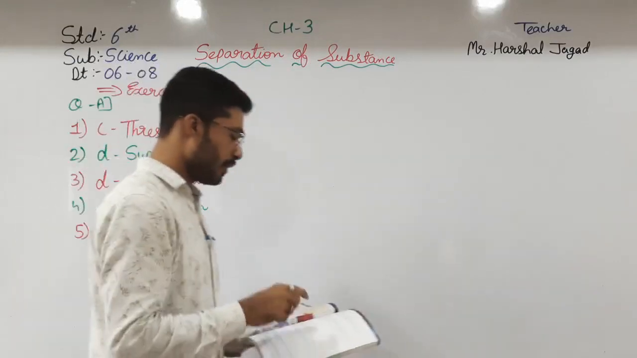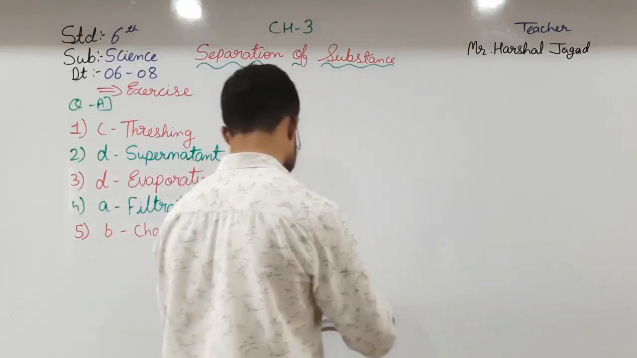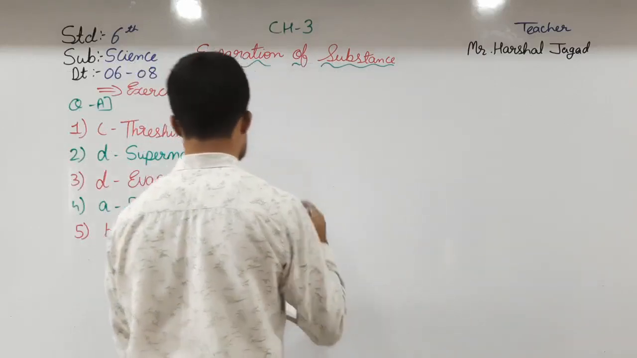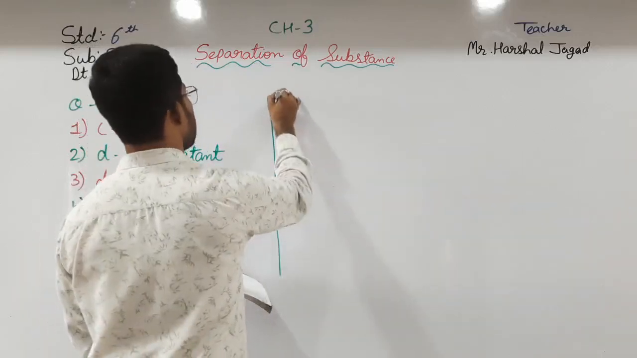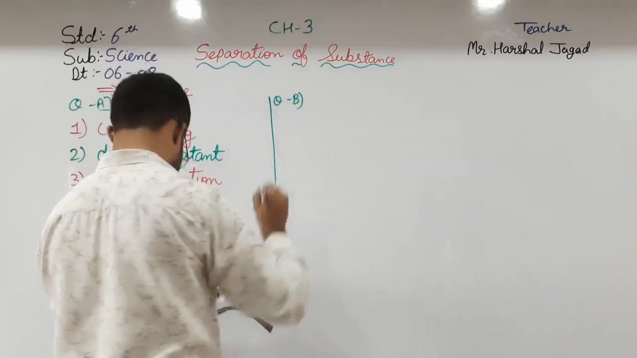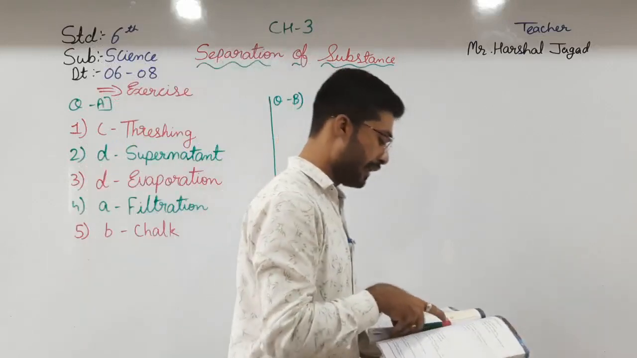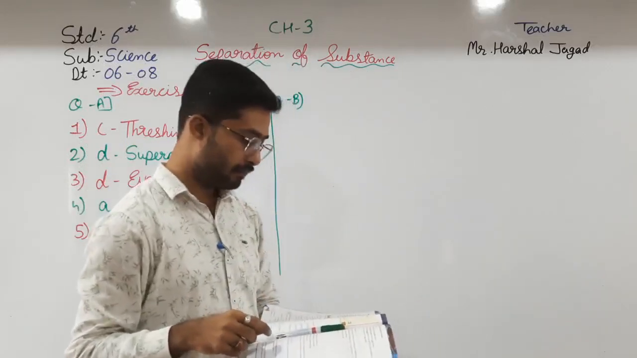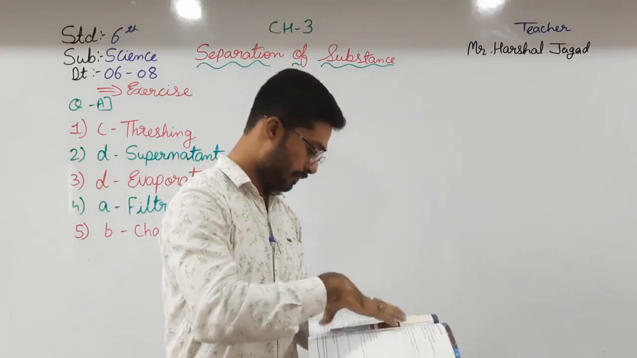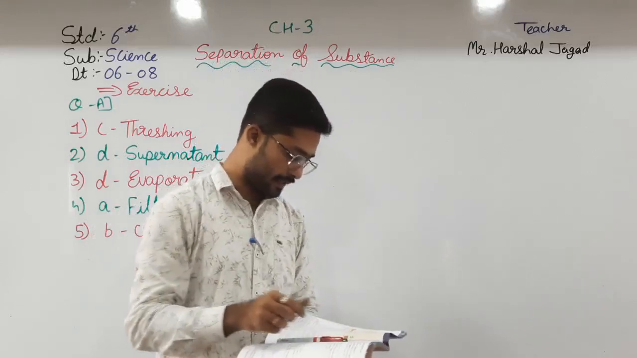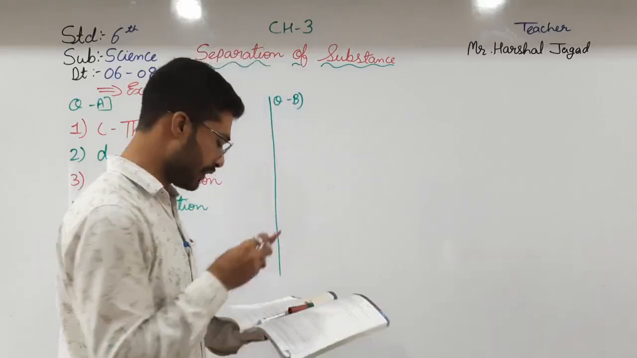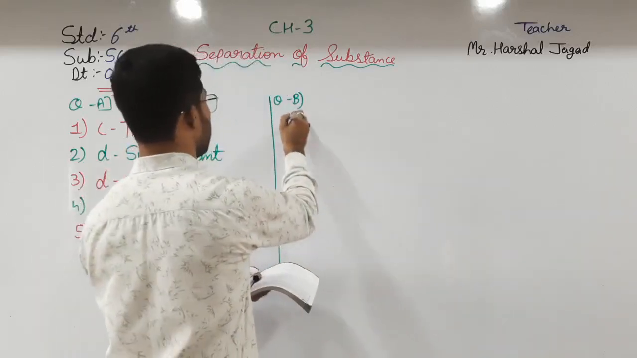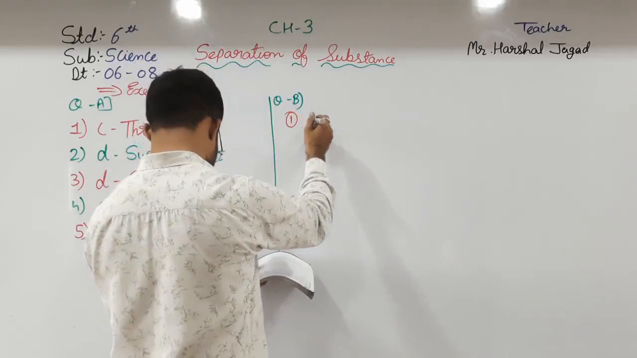Now question number B, that is fill in the blanks. The first one: grains can be separated from chaff by dash, that is threshing or winnowing. So here in the first one it will be winnowing.